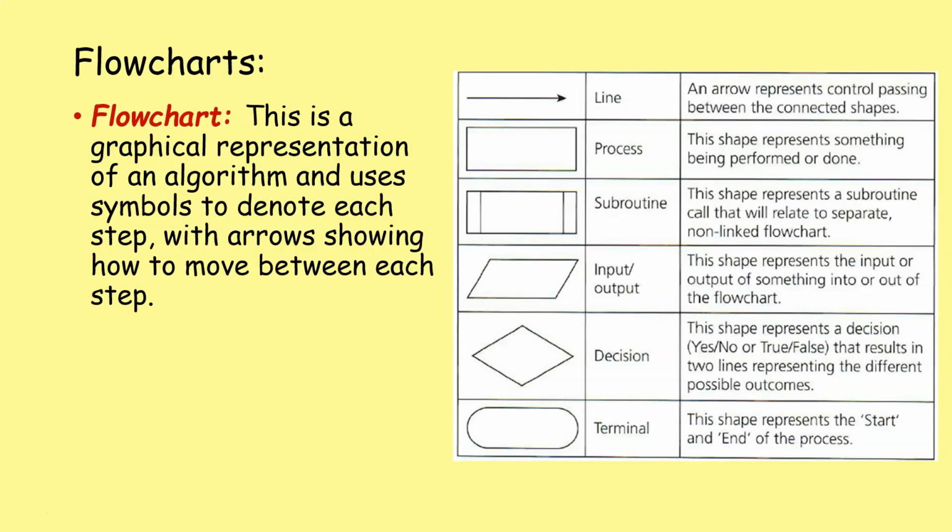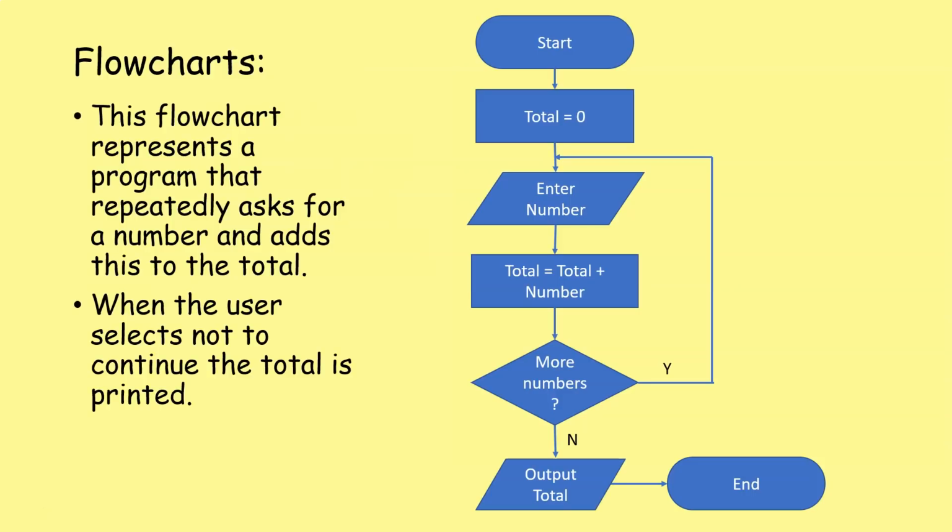Here's an example flowchart representing a program that repeatedly asks the user to enter a number and then adds this to the total. When the user elects not to continue, it'll print out the final total and then end the program. So we start with a start, and then we have a process where we set the total to 0. We then have an input because we're asking the user to enter a number. We have another process where we do a little bit of maths.